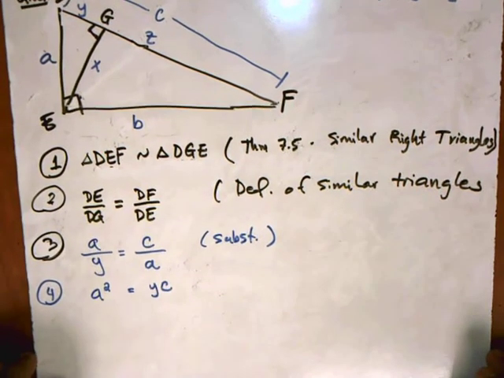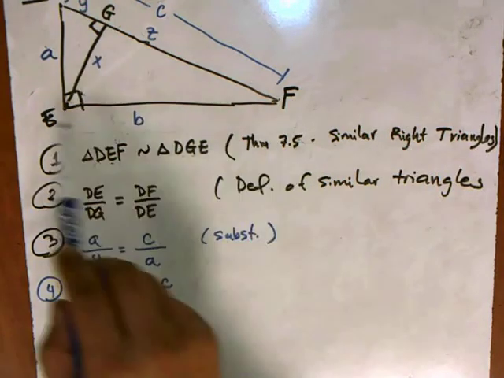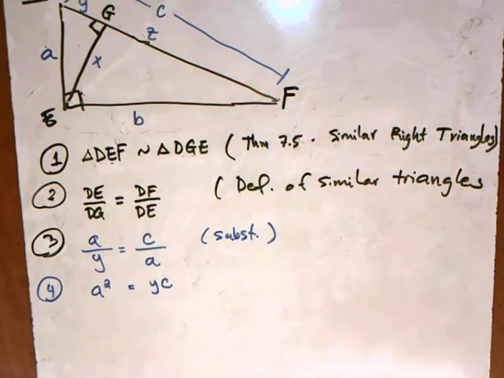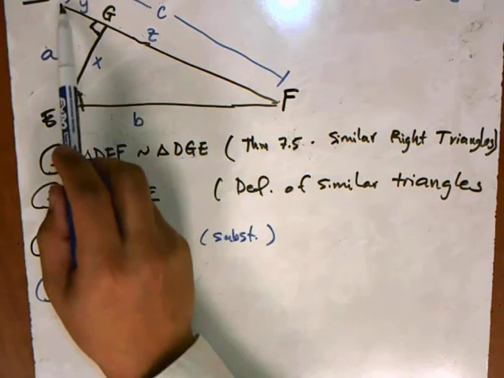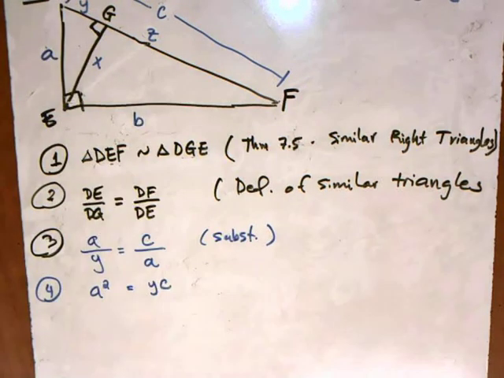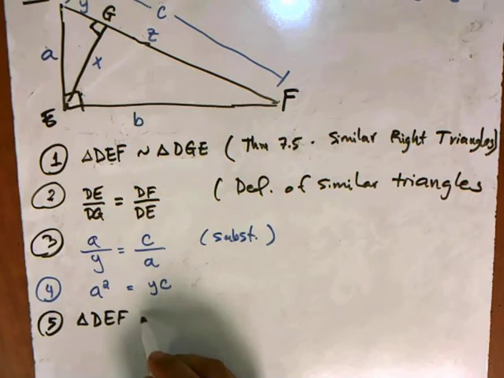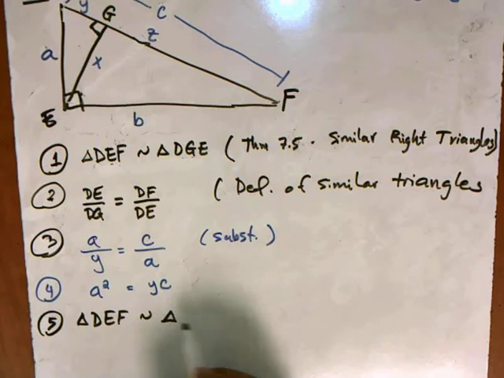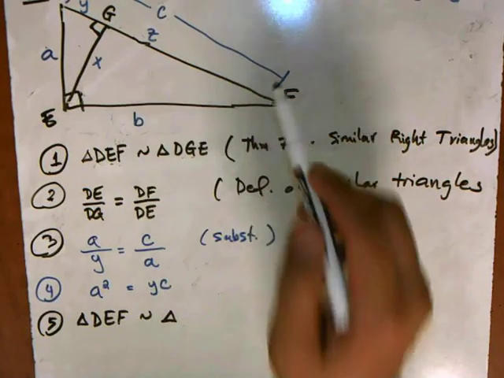That's one statement that's very useful to me, and I've used the similarity of the small triangle and the large triangle here. Now I'm going to continue this proof by showing that the medium triangle, or the one on the right, is also similar to the large triangle. So the next step of my proof, I'm going to use the fact that triangle DEF is in fact similar to triangle EGF.